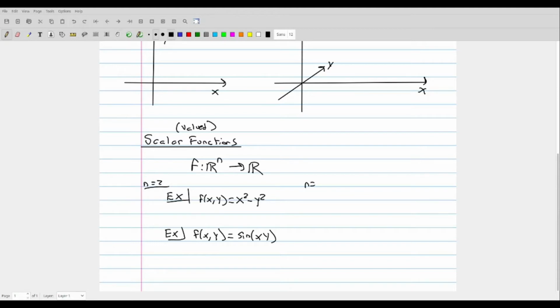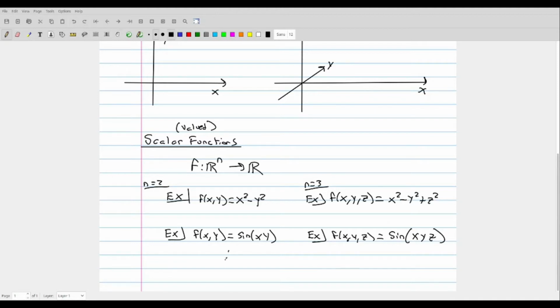We'll also be considering scalar-valued functions of three variables. So this means that f depends on x, y, and z. For example, you could have something like x squared minus y squared plus z squared, or f(x, y, z) equals maybe sine of x times y times z.